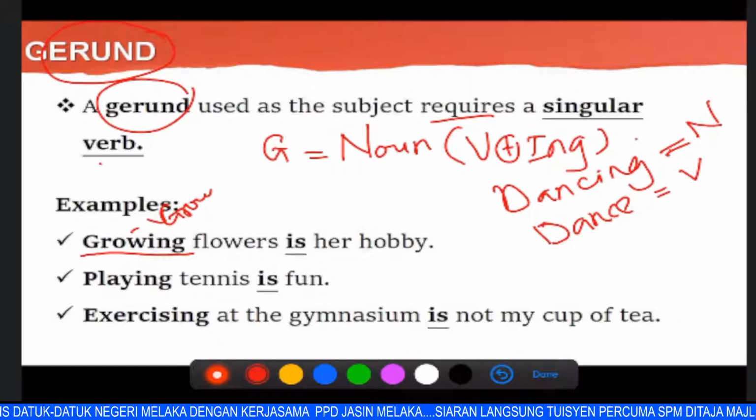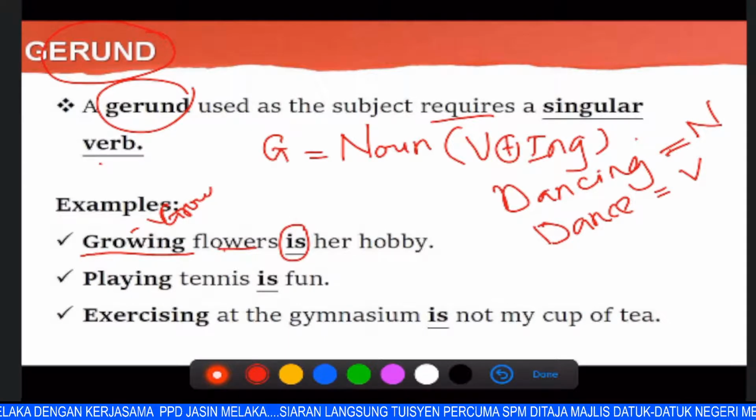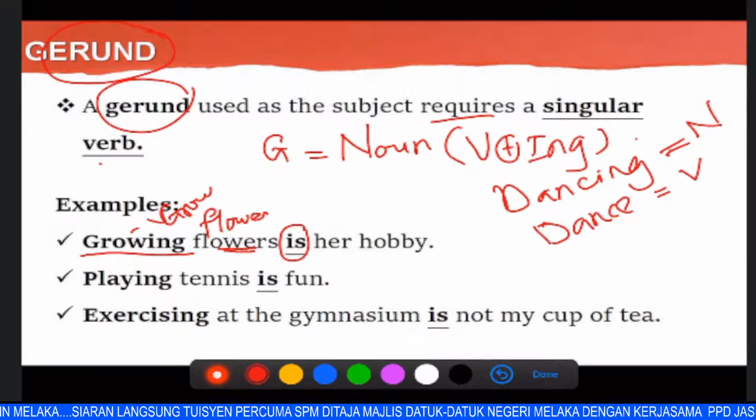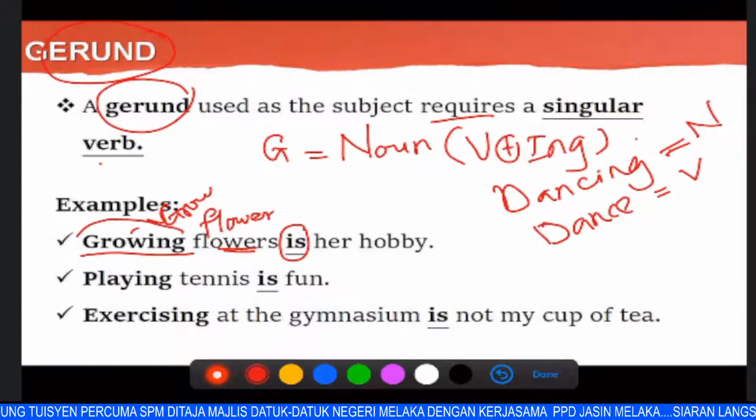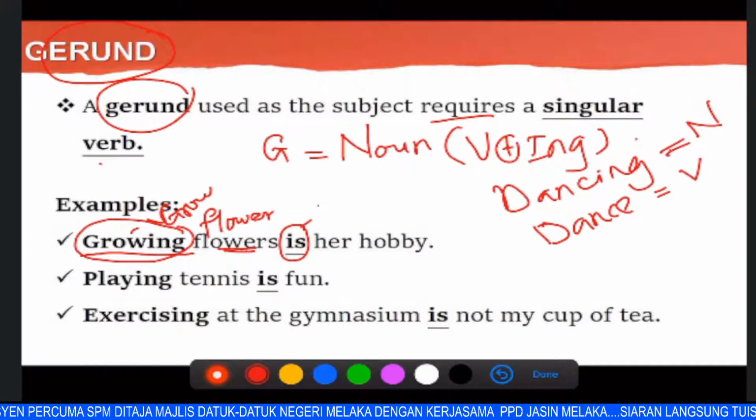Since growing is a gerund, it will always require a singular verb. So for growing, the verb will be is. It doesn't matter whether the noun or object that follows is plural or singular. You can say growing flower is her hobby. In a gerund, what affects each other will be the gerund itself and the verb. Focus on those two elements. So a gerund requires a singular verb.